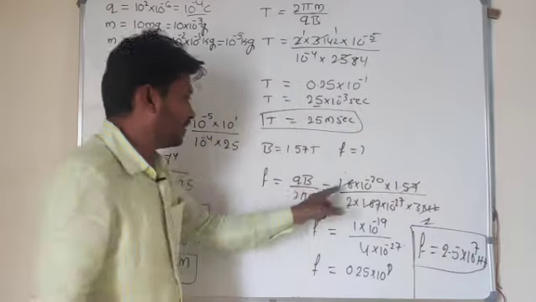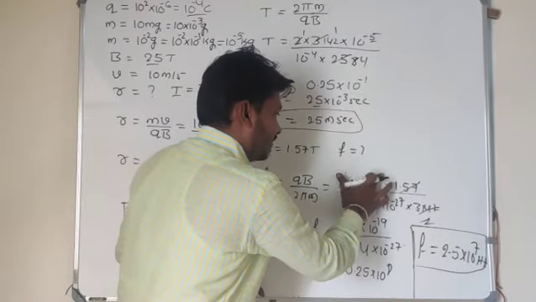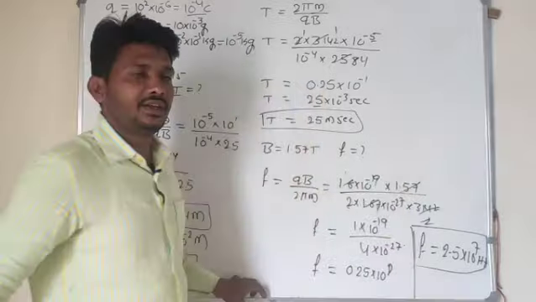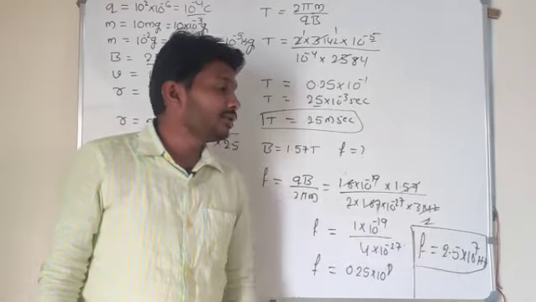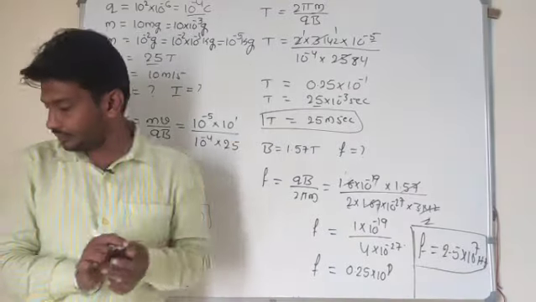What about the frequency here? I consider 1.6 only. These terms are getting cancelled here. What about the frequency here? Frequency is equal to 2.5 into 10 to the power of 7 Hertz. We'll look at the next one.